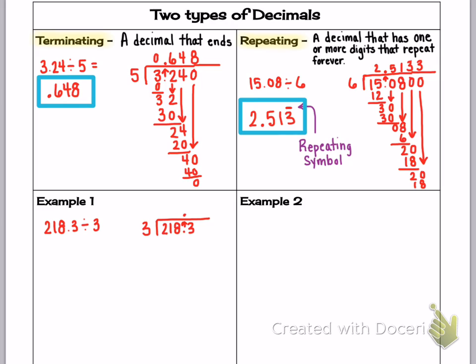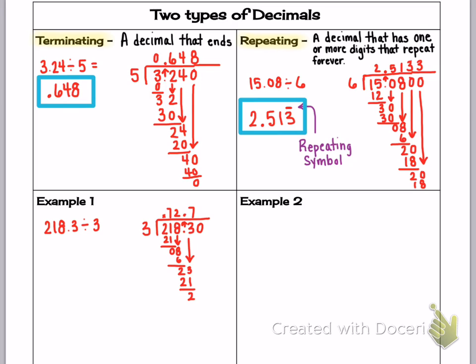All right, 3 does not go into 2. 3 does not go into 1. 3 goes into 21, not 1. I'm sorry. 3 goes into 21 7 times. That is 21. Subtract, I get 0. Bring down the 8. 3 goes into 8 2 times. That's 6. Subtract, I get 2. Bring down the 3. 3 goes into 23 7 times. That's 21. Subtract, I get 2.